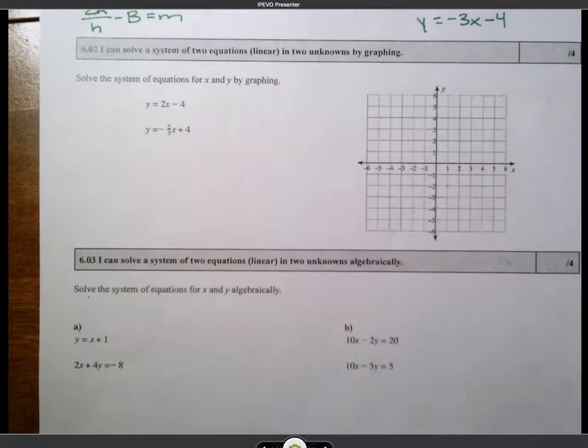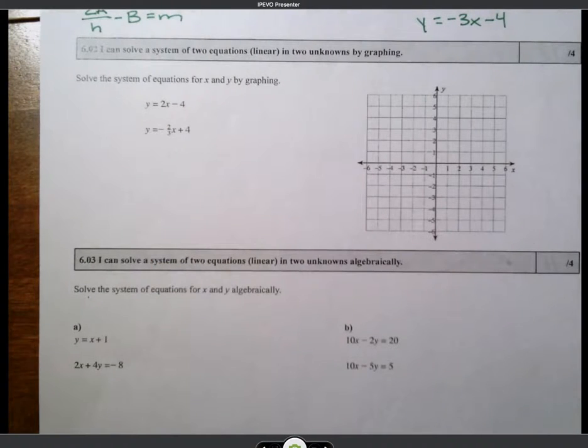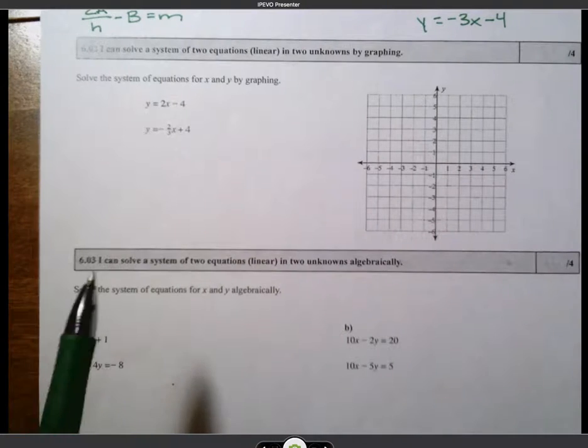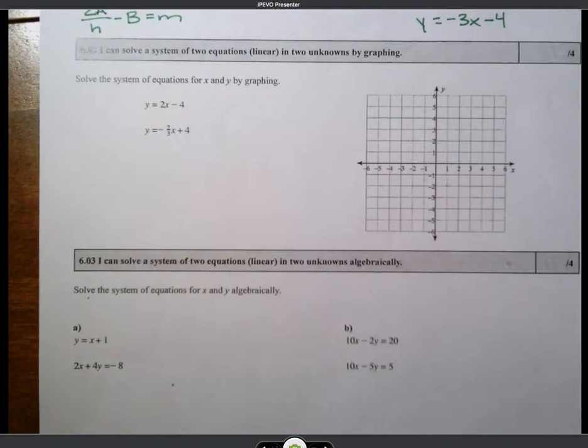I can solve a system of two equations in two unknowns by graphing. Okay, so we have two equations. They're nicely set up in slope-intercept form. So to solve the system for x and y, we're looking for where they intersect. What x, y value do they share in common?